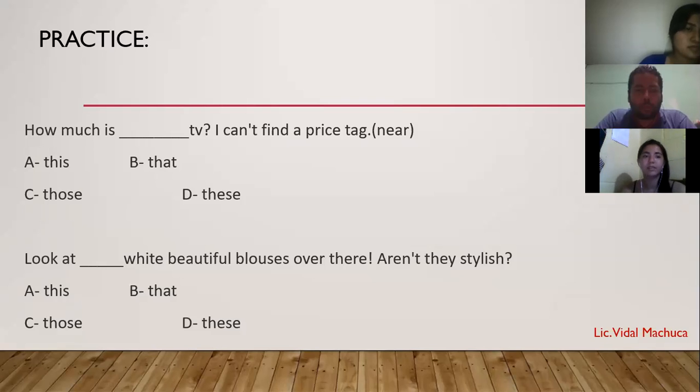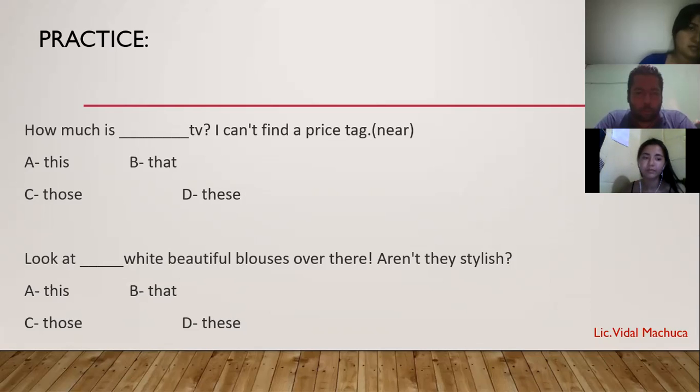How much is this TV? How much is this TV? And then it says, siga leyendo, por favor. I can't find a price tag. Very good. Excellent. How much is this TV? I can't find a price tag. Okay? I can't find. No puedo encontrar. Una viñeta, la viñeta. Okay, very good.